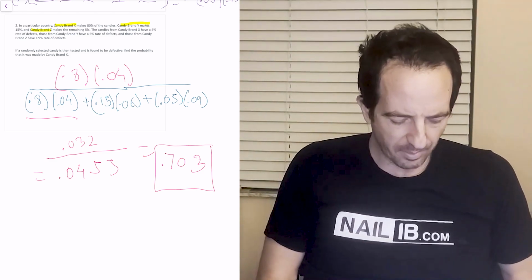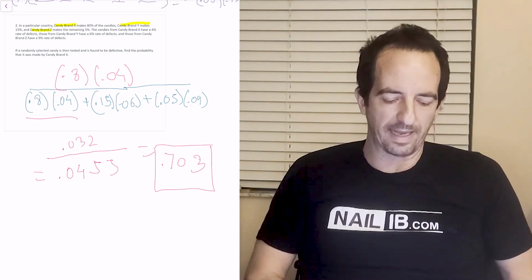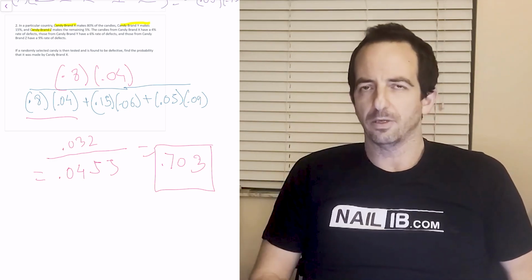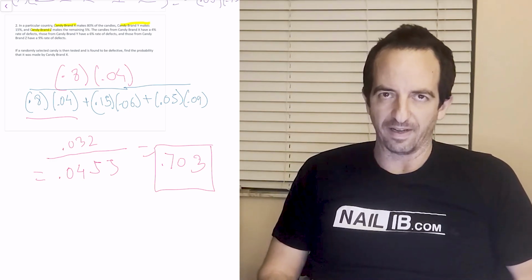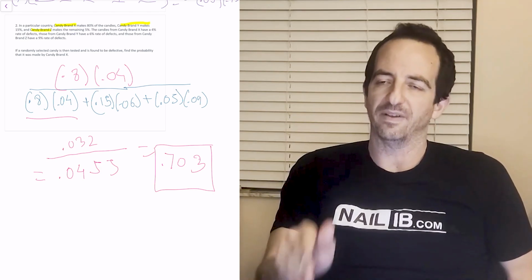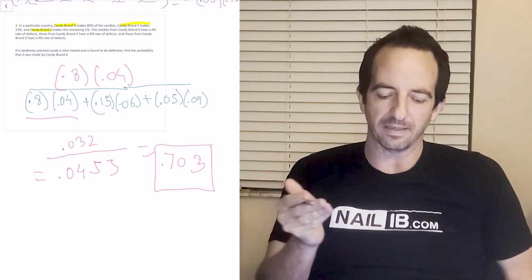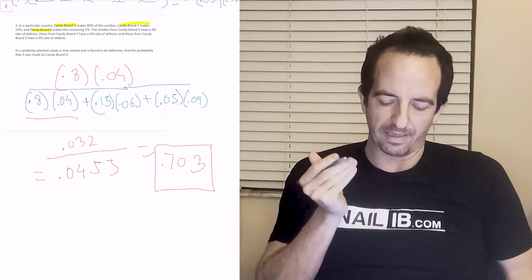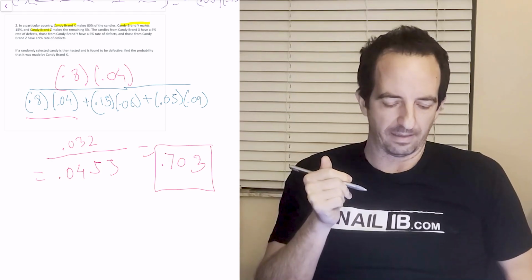The numbers make some sense. We know that X was 80% of the market, but it was a little bit less likely to have a defective candy. And that's why, if you're getting a defective candy, the chance it came from X is a little bit less, 70.3% in the end.